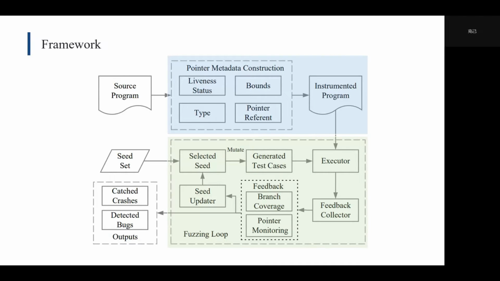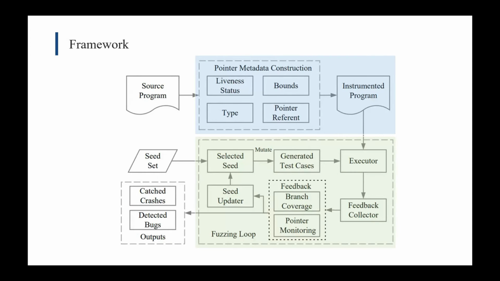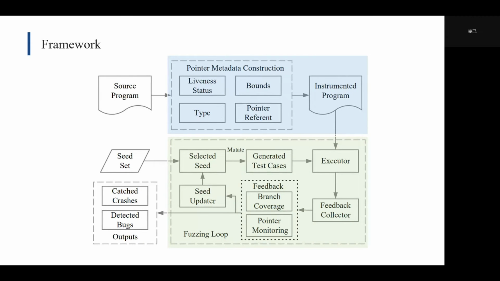Subsequently, those test cases are executed under the instrumented program to collect branch coverage and pointer feedback. If a test case discovers new coverage or meets preset standards, it is added into the seed set for next test case generation. These steps are repeated until meeting resource limits, and meanwhile, the proposed method reports some specific errors by pointer monitoring during runtime.